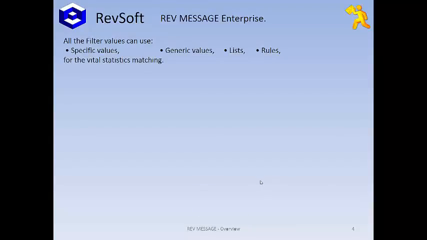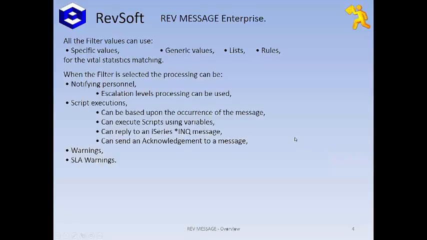All these filter values can use specific text, generic text, lists, and rules for the vital statistics matching. When the filter is selected by matching the vital statistics, the filter processing that can happen is we can notify personnel. This can use escalation levels, shift rosters, calendars, whatever mechanism you require to get the appropriate personnel.